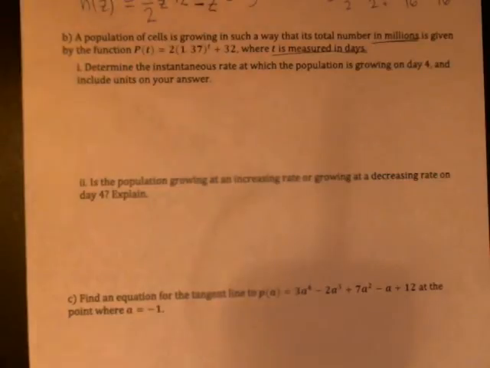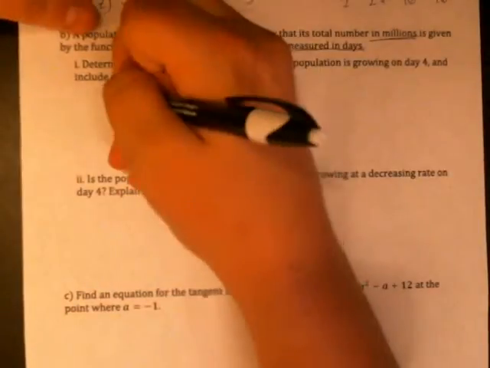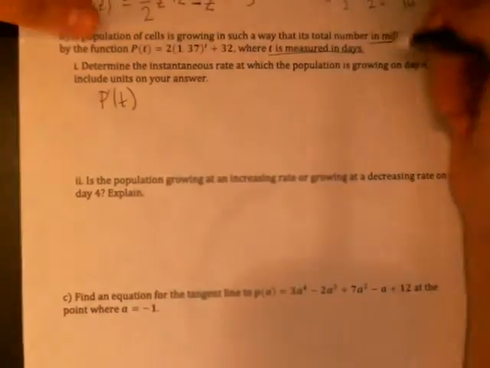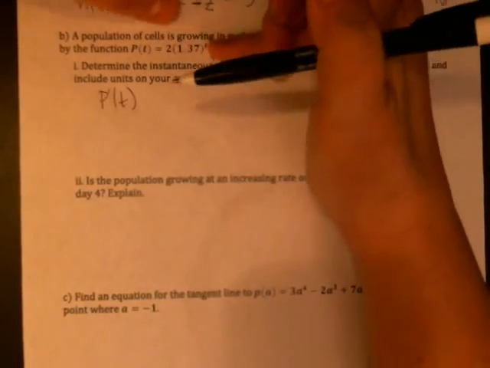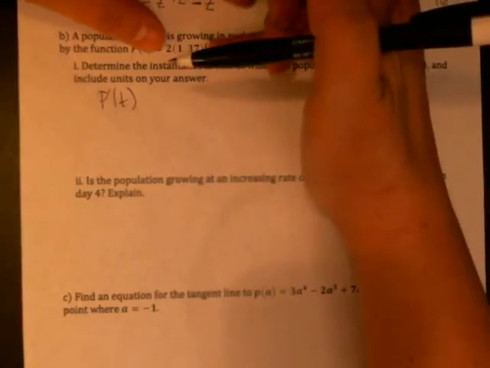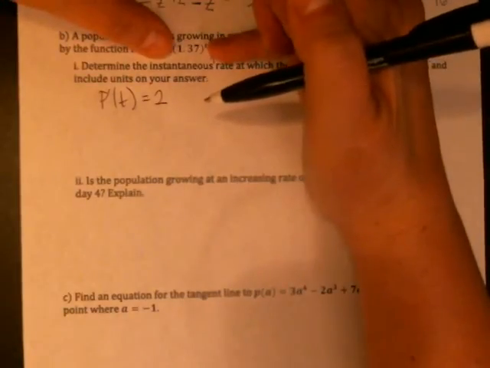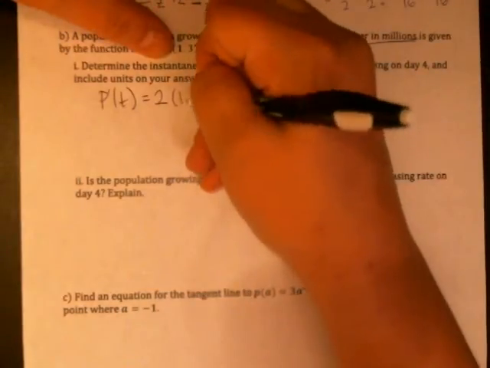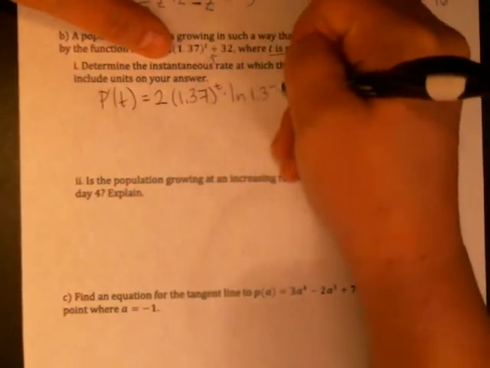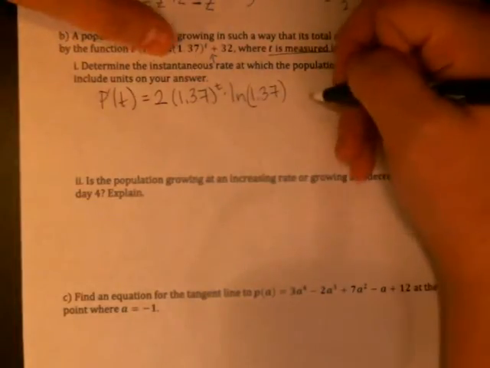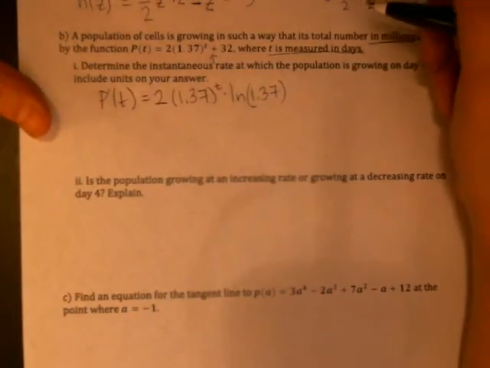Okay, so if we want to know the instantaneous rate of change, that should read to you as derivative. So our very first step should be find the derivative of this function. It's written in a fairly nice way. It's a sum, so we'll look first at the 2 times 1.37 to the t. That's a constant multiple, so the 2 is just going to hang out. And then 1.37 to the t is exponential, so we'll have the same thing, 1.37 to the t, multiplied by the natural log of 1.37. And then we get plus the derivative of 32, but the derivative of 32 is 0, so we really have plus 0.